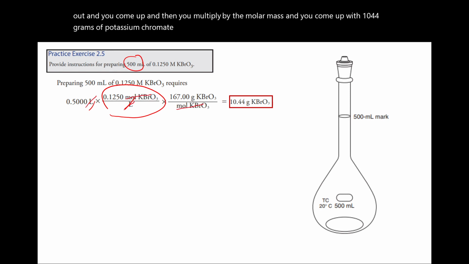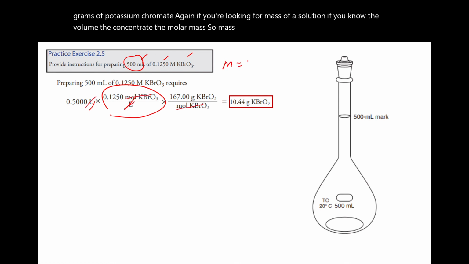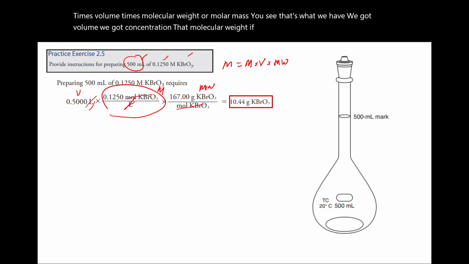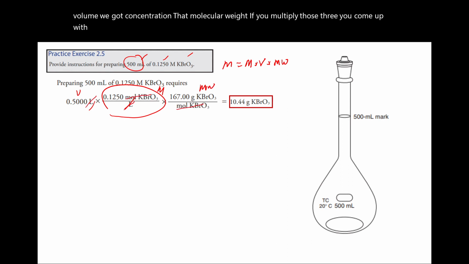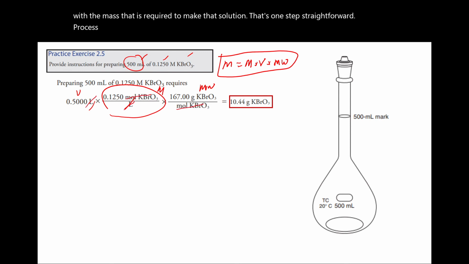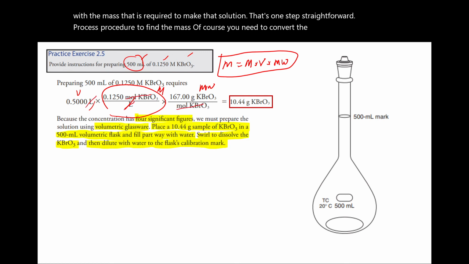Again, if you're looking for the mass of a solution, if you know the volume, the concentration, the molar mass, so mass, lowercase m, equals molarity times volume times molecular weight, or molar mass. You see, that's what we have. We got volume, we got concentration, we got molecular weight. If you multiply those three, you come up with the mass that is required to make that solution. That's one step, a straightforward procedure to find the mass. Of course, you need to convert the volume from milliliters to liters.